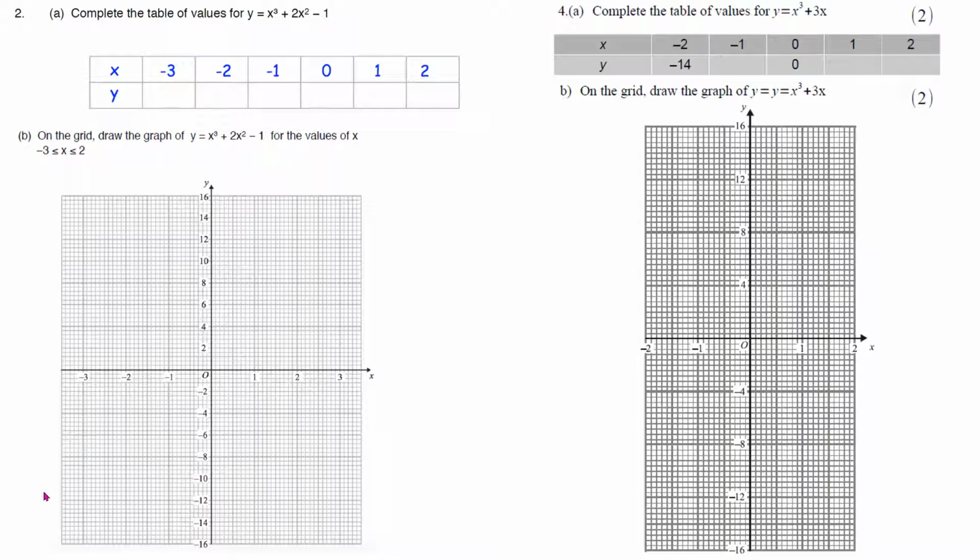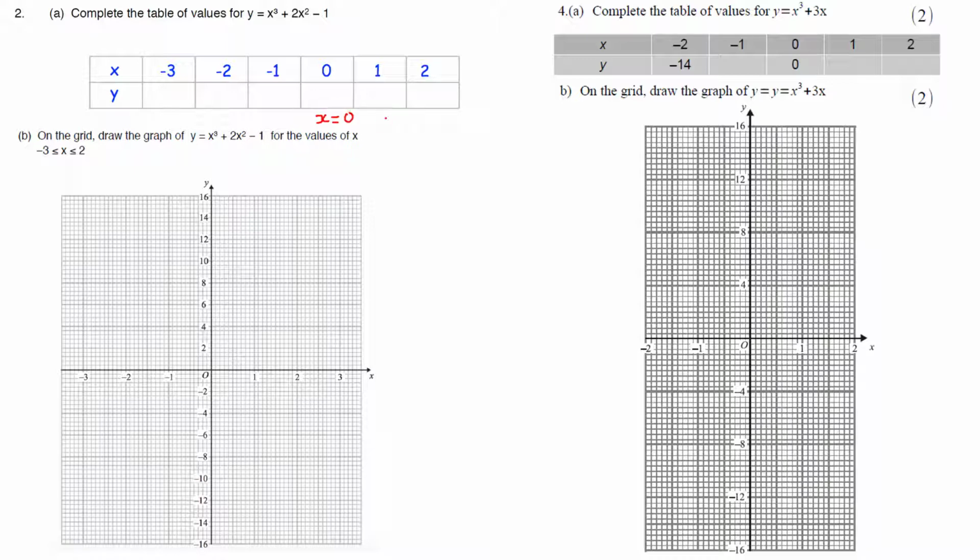So here we go. These are 2 examples of 2 cubic graph exam questions. So pause the video and give it a go if you think you know what you're doing, or I'm just going to go through it step by step now. So without a calculator, always start with the positive numbers because it's easier. So I'm just going to start with x equals 0.